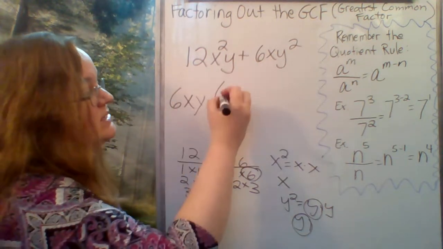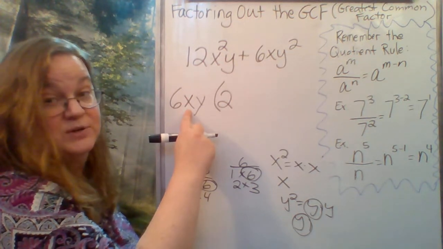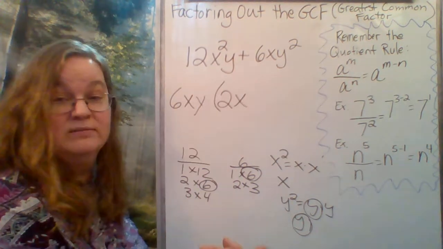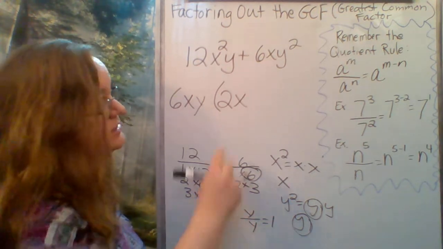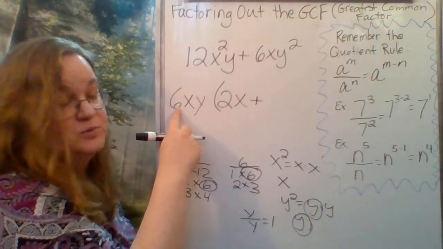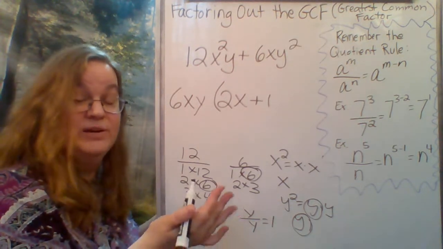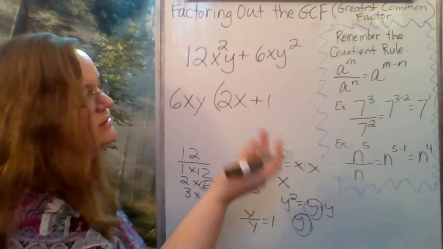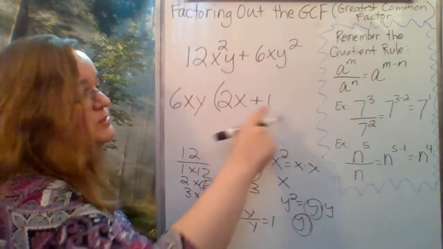So 12 divided by 6 is 2. X squared divided by X, remember that's X to the first, so 2 minus 1 is 1, so that's just X. Y divided by Y is 1, because any number divided by itself is going to equal 1. So I leave that, plus 6 divided by 6 is 1, so it's going to be a coefficient of 1. I can write a 1 here, or I can leave the 1 off, because if I put X, that means 1X, or if I put Y, that means 1Y. I don't have to have it there, but especially when you're learning, it's probably easier to place it there.